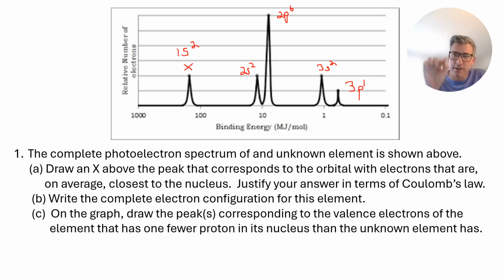Okay, and then finally on the graph, draw the peak. It's asking you to actually draw in your own peak corresponding to the valence electrons of the element that has 1 fewer proton in its nucleus than the unknown element has. So think about that. Draw your own peak for the valence electrons that are just 1 element below aluminum.